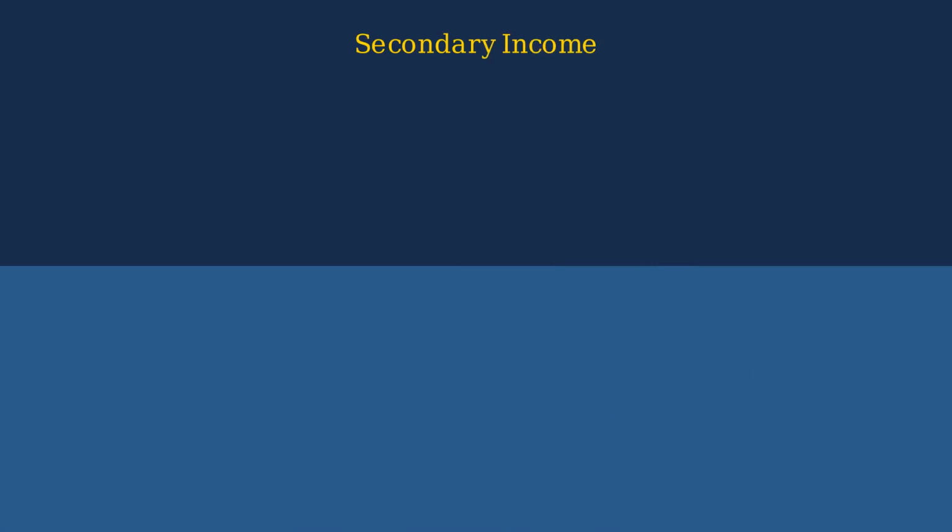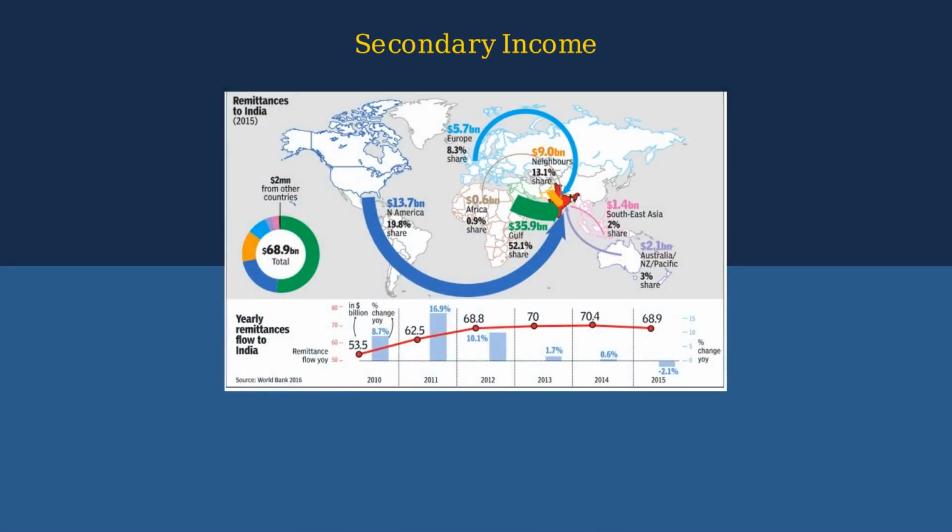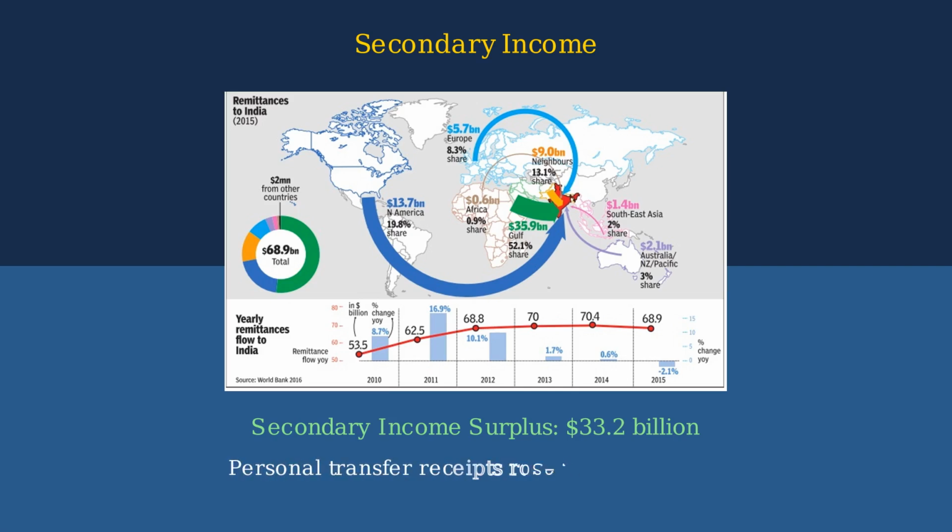The fourth component is secondary income, which primarily consists of remittances from Indians working abroad. The secondary income surplus, which includes remittances, rose to $33.2 billion. Personal transfer receipts, mainly remittances from Indians employed overseas, increased to $35.1 billion.